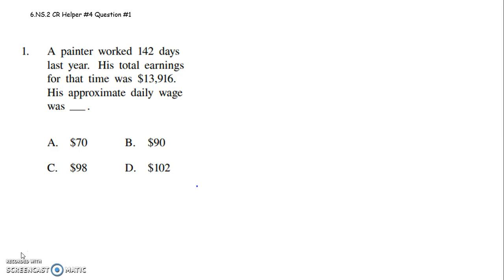A painter worked 142 days last year. His total earnings for that time was $13,916. What was his approximate daily wage? Okay, so we're trying to figure out how much he made each day. Well, for 142 days he made a total of $13,916, so this is the amount of money he earned. This is his number of days.